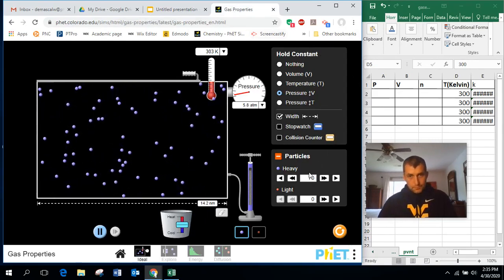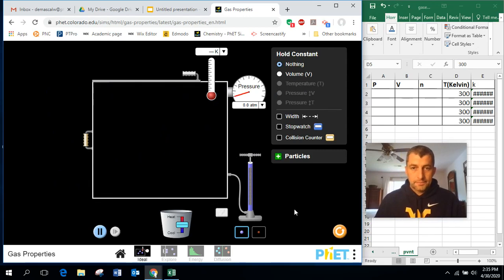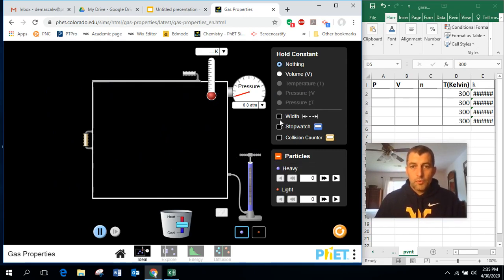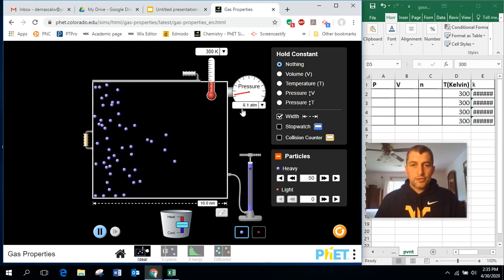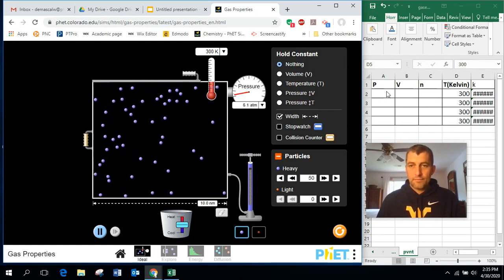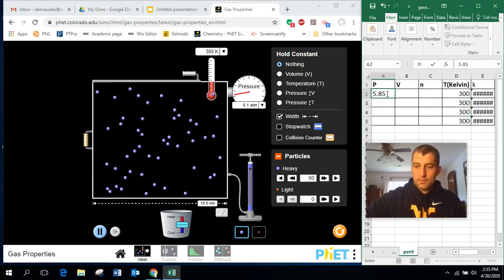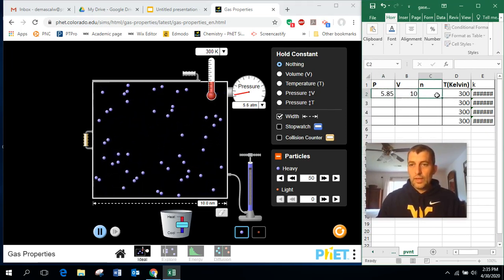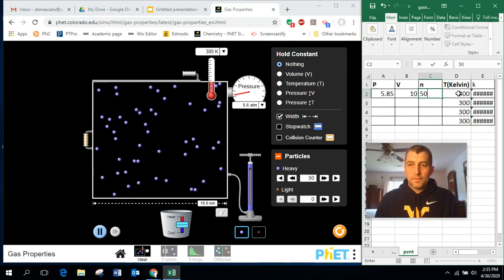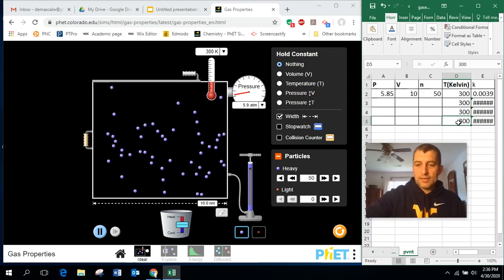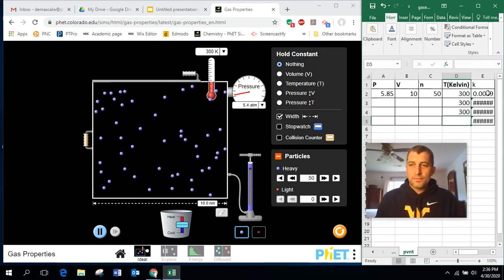So the simulation, if we take a look at this, we're going to reset it. We want to count the particles, okay? We want to look at the width, and we're really not going to hold much of anything constant. Let's take a look at one pump of gas, 50 units. Pressure is around 5.85. The volume is 10 units. We have 50 particles. And for all intents and purposes, everything's just going to be at a constant temperature. Last one, we'll change the temperature. So let's see what happens to this 0.0039.